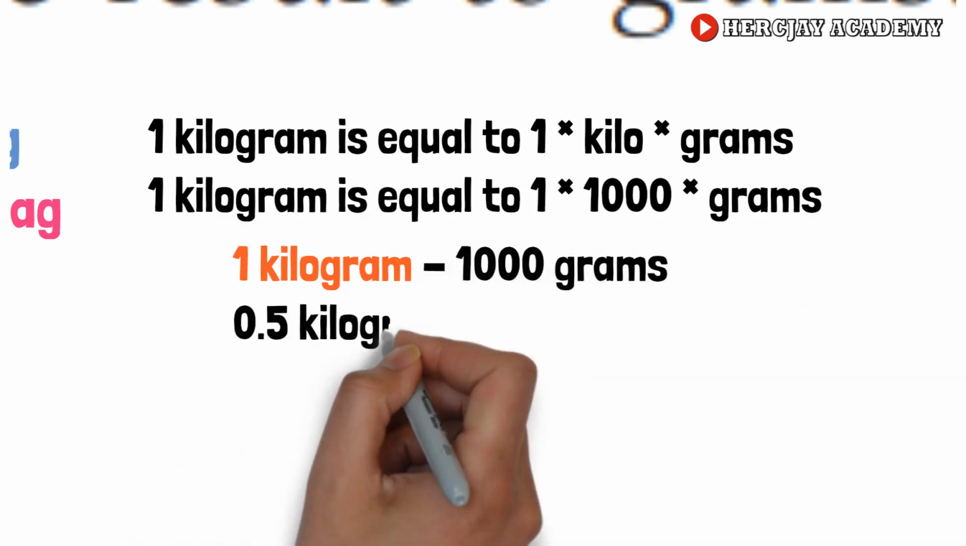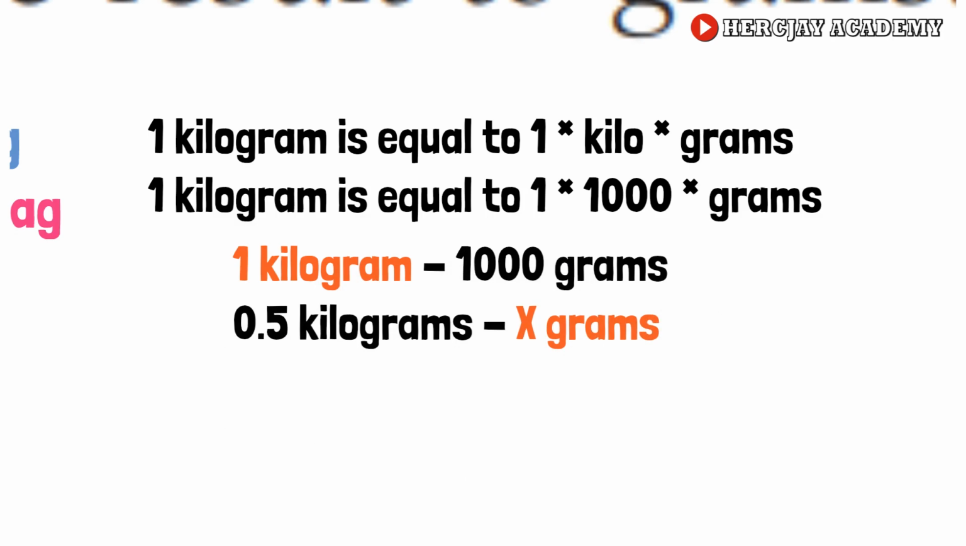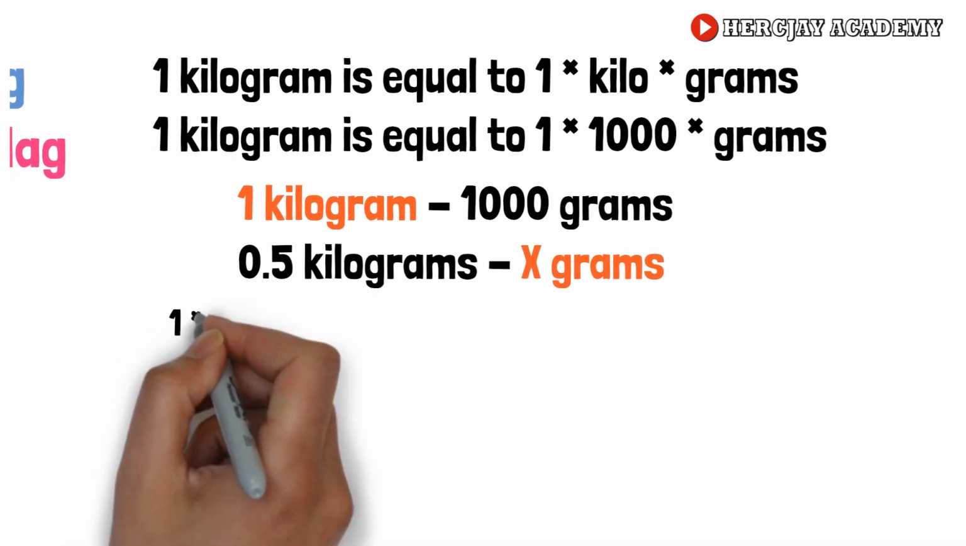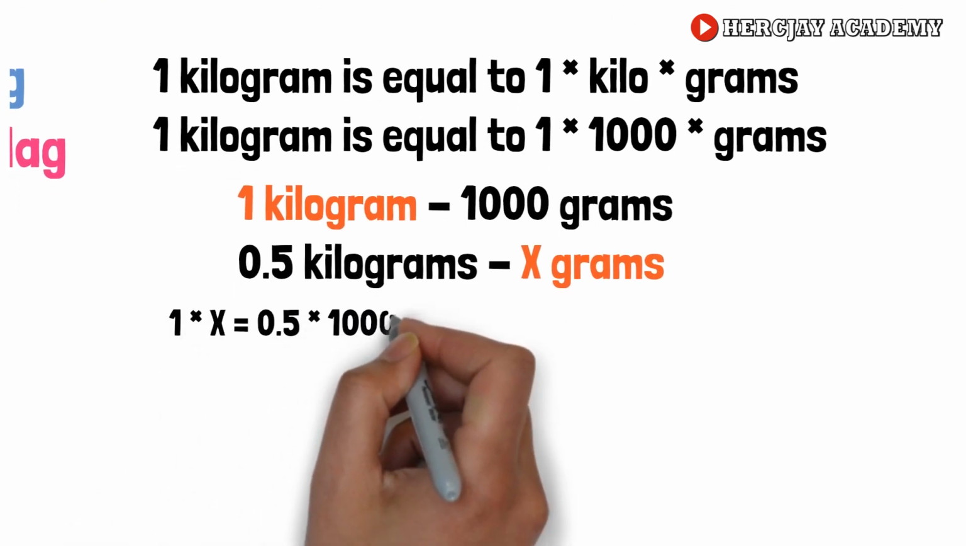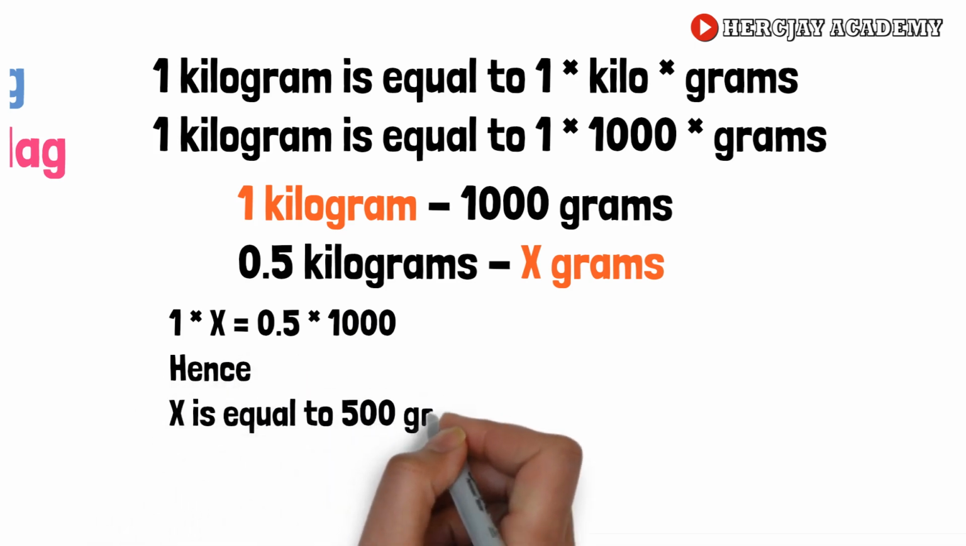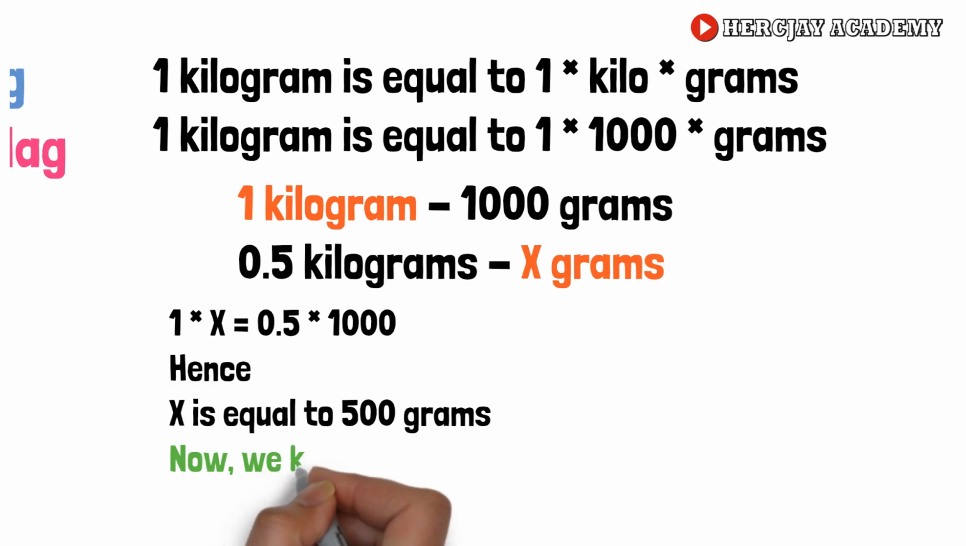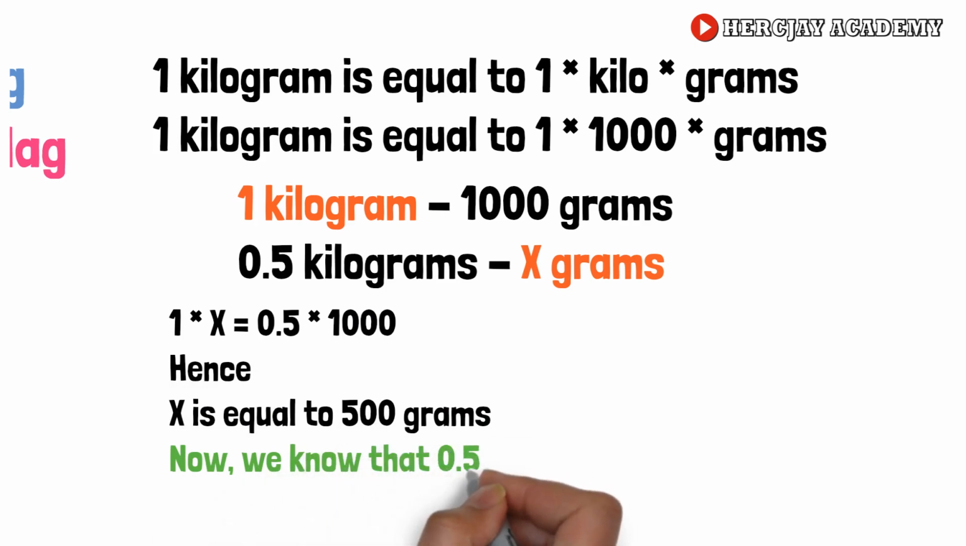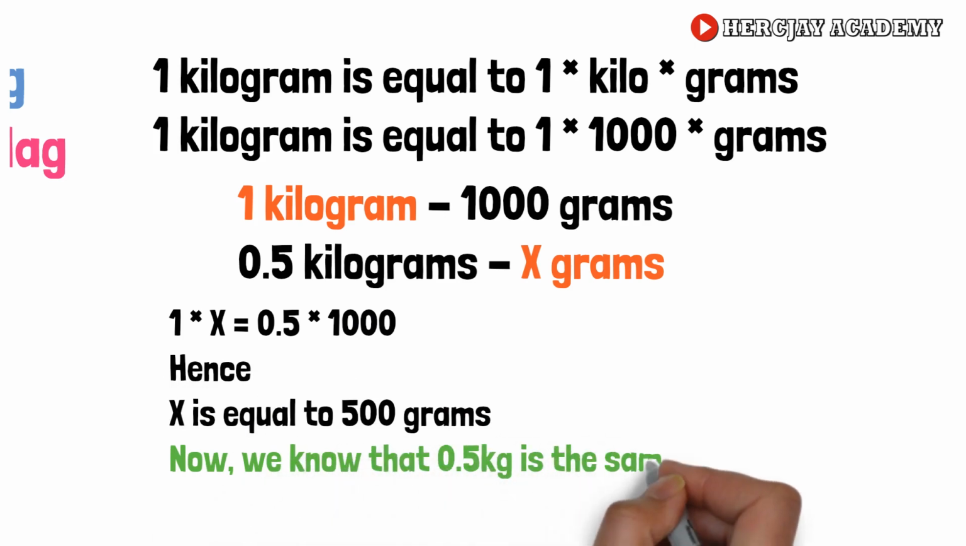Now, 0.5 kilograms will be equal to how many grams? Let's call that x. Now, when we cross multiply, we have that 1 times x is equal to 0.5 times 1000. Hence, x is equal to 500 grams. Now we know that 0.5 kg is the same as 500 grams.